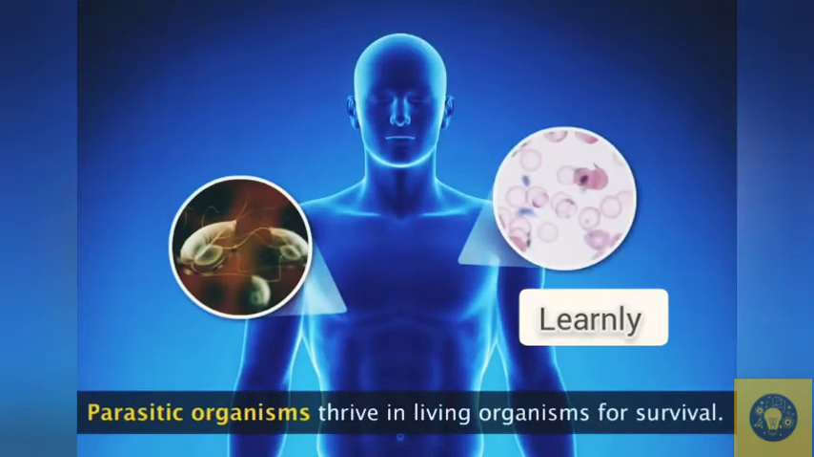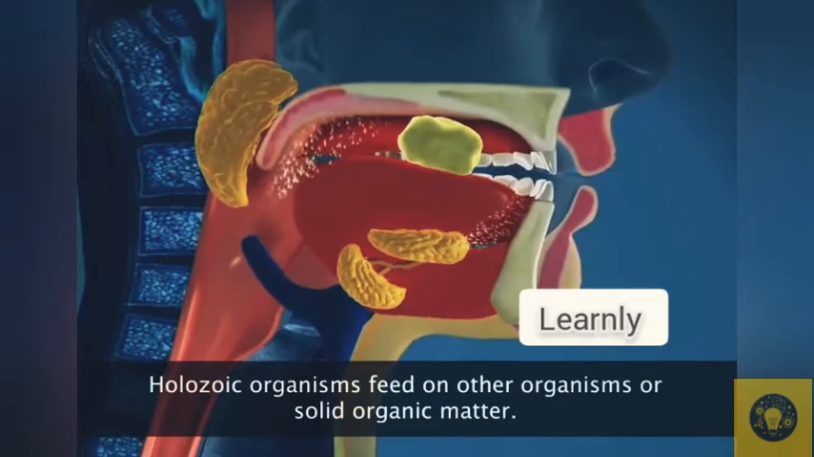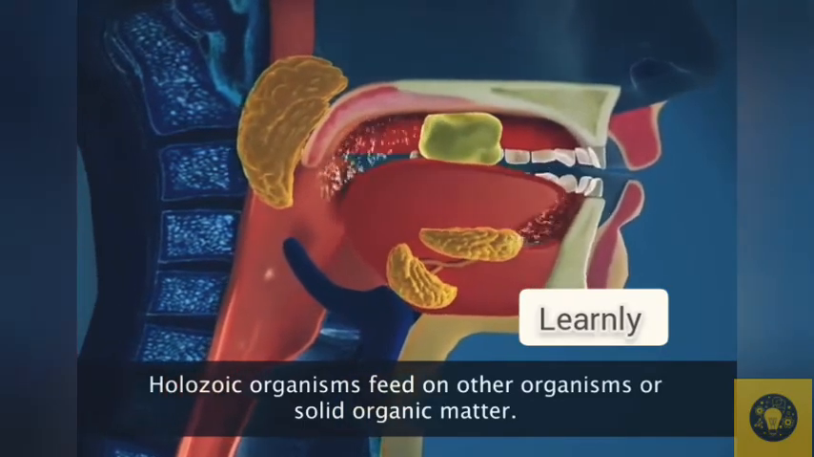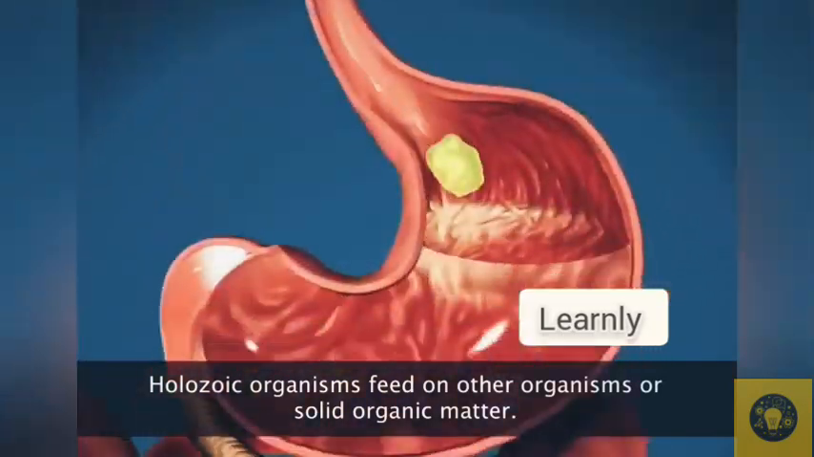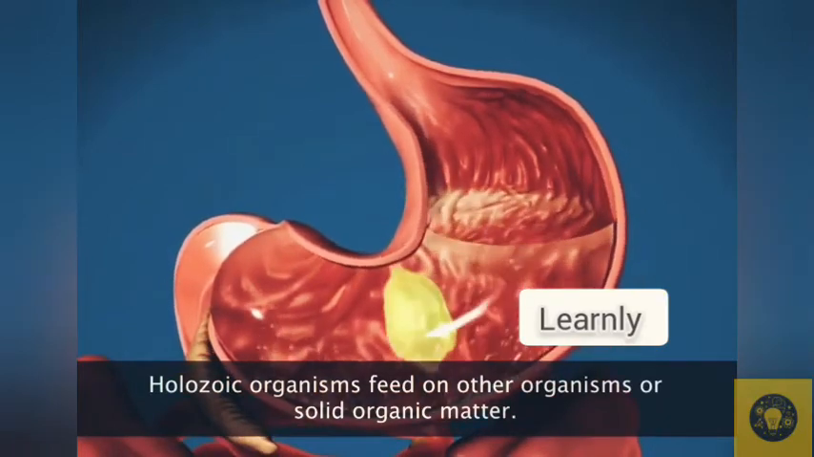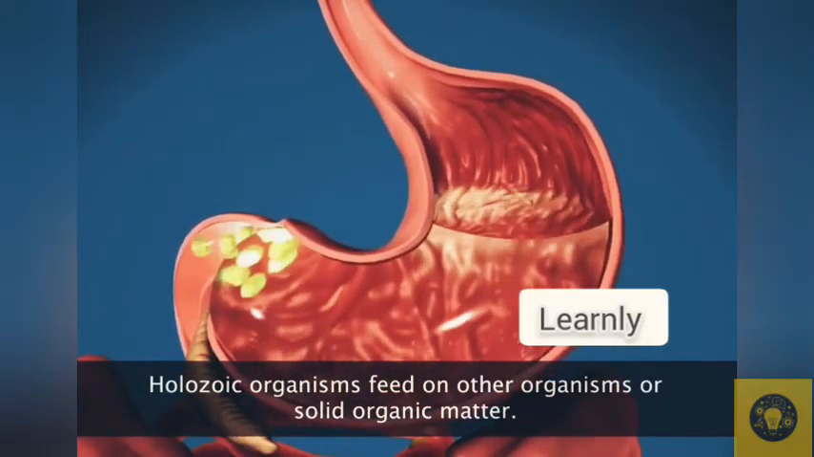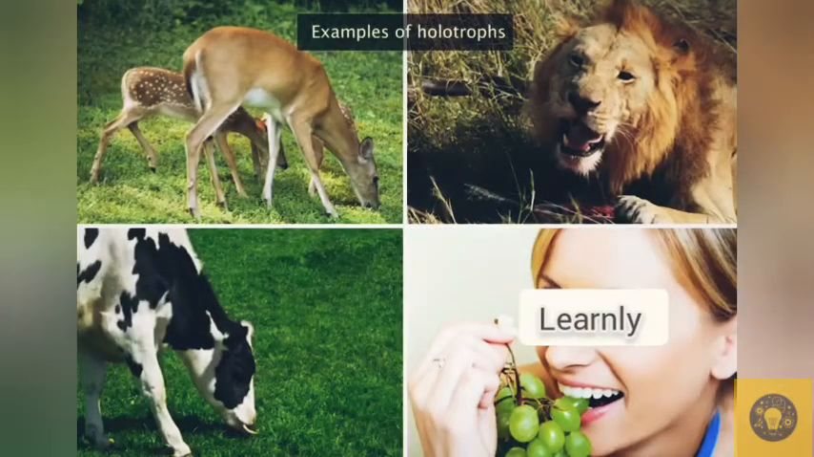Parasites are organisms that live on or in the body of another organism from which they obtain their nutrition. Organisms of the Giardia species and malaria-causing Plasmodium species are examples of parasites. Holozoic organisms feed on other organisms or solid organic matter. The organic substances are digested, absorbed, and then assimilated. Higher animals and humans exhibit holozoic nutrition.